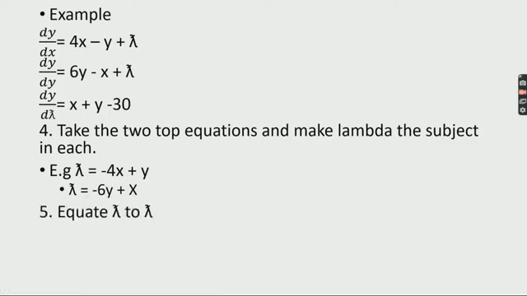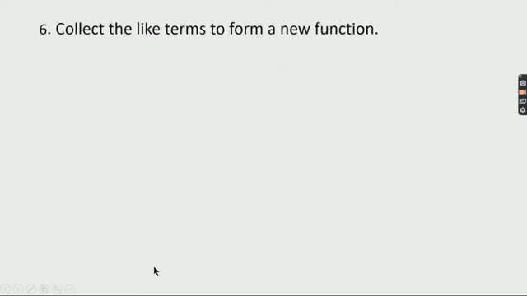Next, the fifth step is that we are going to equate lambda to lambda. Let's see what will happen. This means that the first equation for lambda, negative 4x plus y, will be equated to this equation, negative 6y plus x. So that's what we have here. Negative 4x plus y is equal to negative 6y plus x. Let's continue.